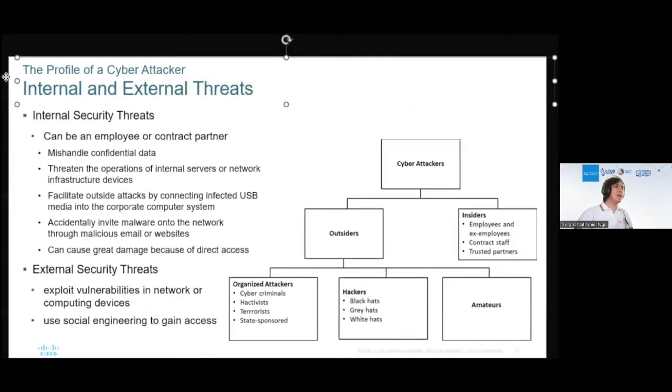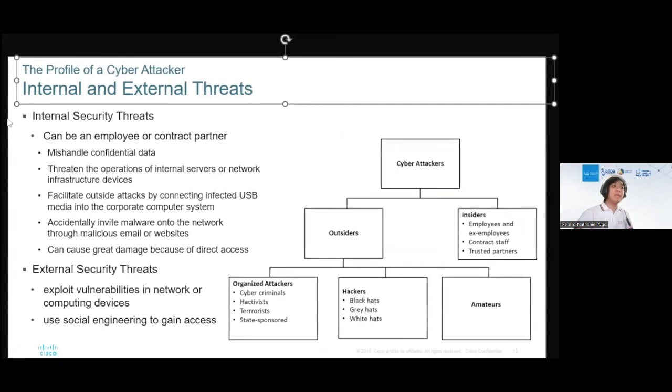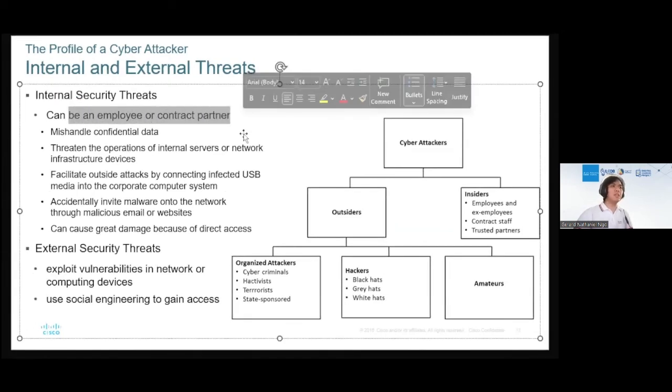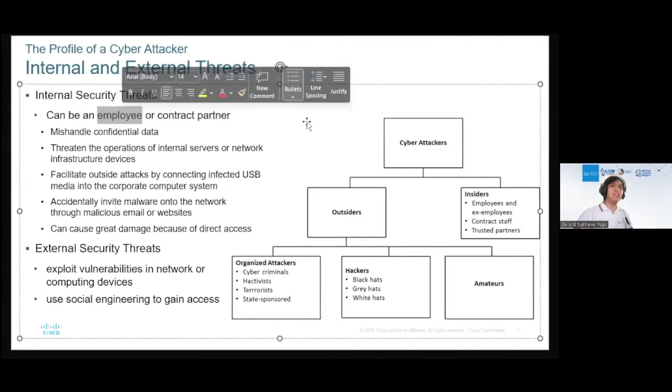This can be an employee or a contract partner. Why? Employees have already gained access inside of the system. By default, they have some sort of allowed access to a certain area in the system. And if you're a contract partner, obviously they will give you access too.